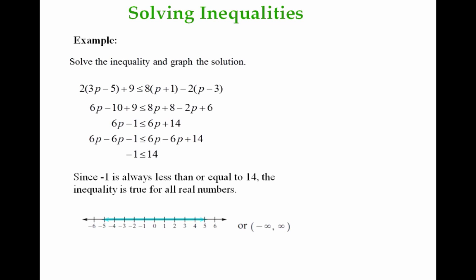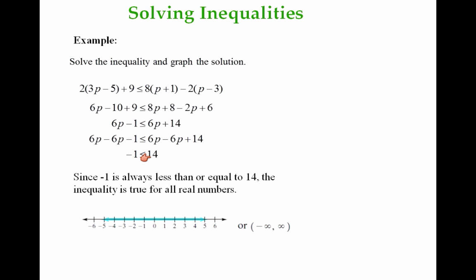Solving inequalities. Let's take a look at another example. In this case, we need to distribute. I'm going to distribute the 2, distribute the 8, distribute -2, and then combine like terms, and then move all the variables to one side and all the numbers to the other side. When we do this in this case, all the variables turn to 0. So it happens sometimes. So you get -1 is less than or equal to 14.